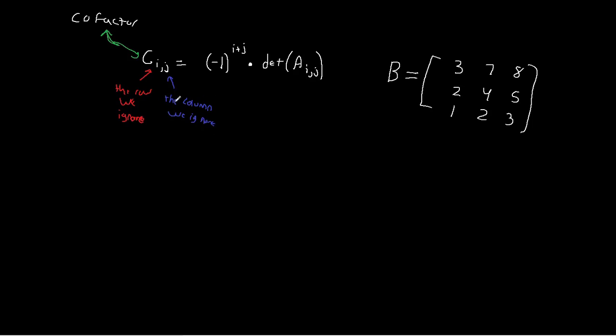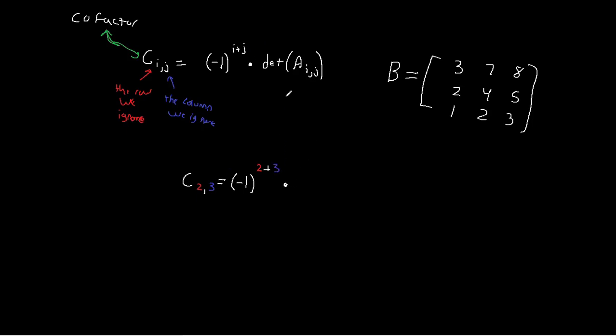Let's look at the cofactor. We're going to put C here designating the cofactor. Let's look at the cofactor of 2, 3. So what is this actually going to look like? It's going to look like negative 1 raised to the power, where I is the row we ignore, so that's this 2 here, plus J, the column that we're ignoring, which is this 3 here.